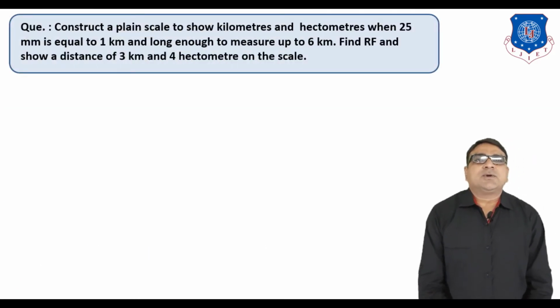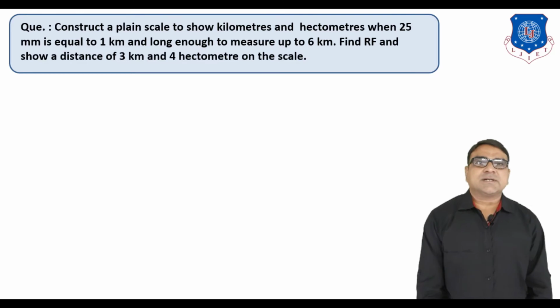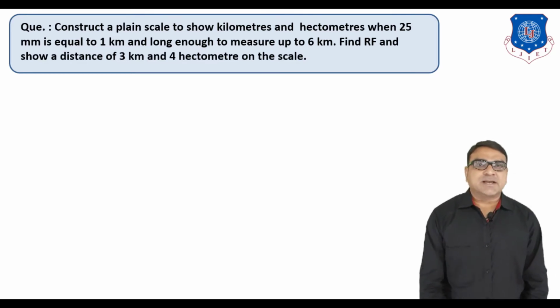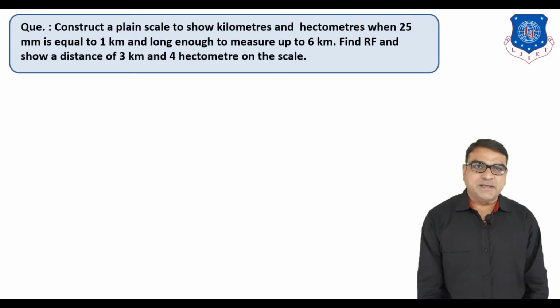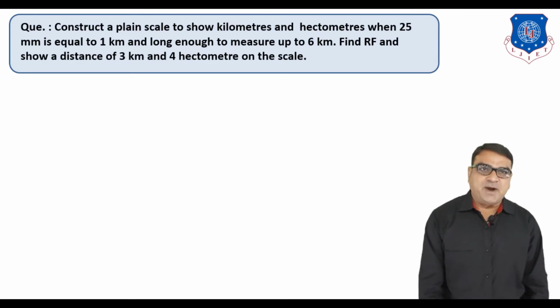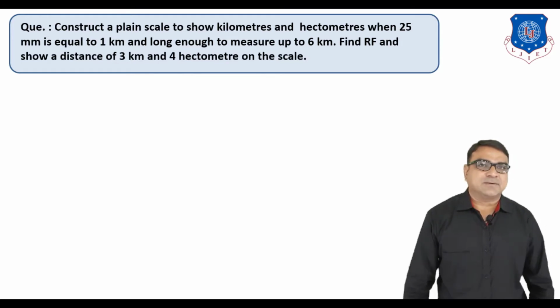Today we want to discuss the construction for a given problem. Our first question is: construct a plane scale to show kilometers and hectometers when 25 mm is equal to 1 kilometer, and long enough to measure up to 6 kilometers. Find the RF and show a distance of 3 kilometer and 4 hectometer on the scale.